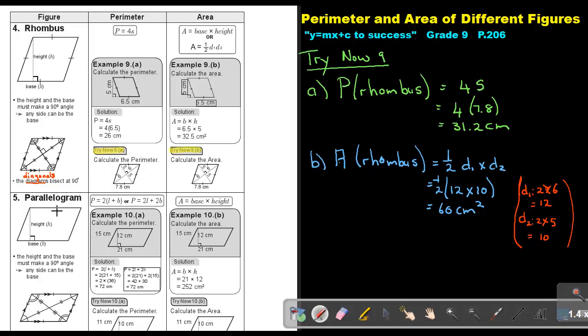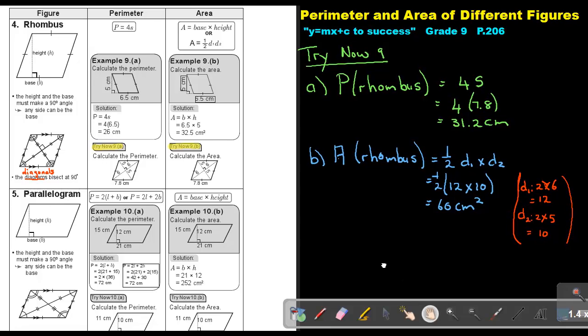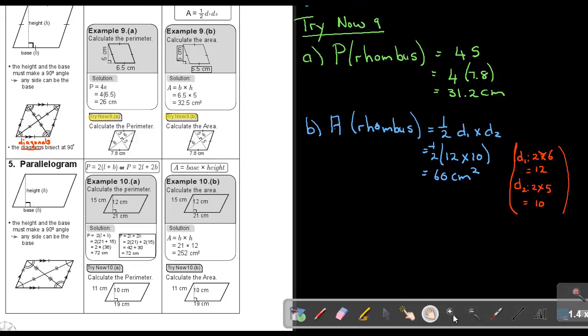If I look at the parallelogram, let's just move this up. Remember, a parallelogram is almost like a rectangle that was just pushed a little bit. So the opposite sides will still be equal, but the angles will not be 90 degrees. Remember also that the base and the height must make a 90-degree angle. Any side can be the base. Okay, there's the picture. Now let's look at this example.